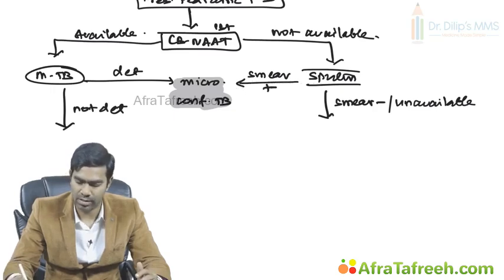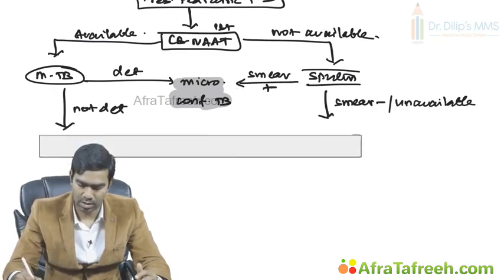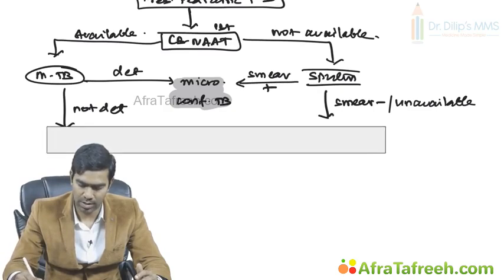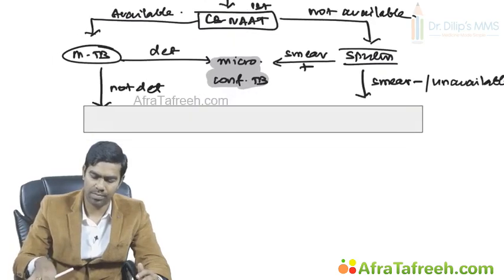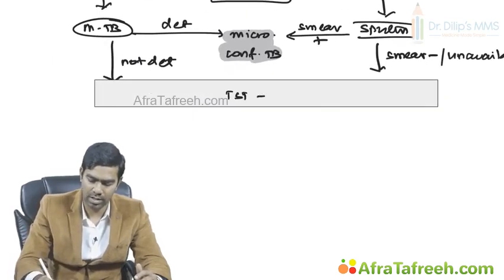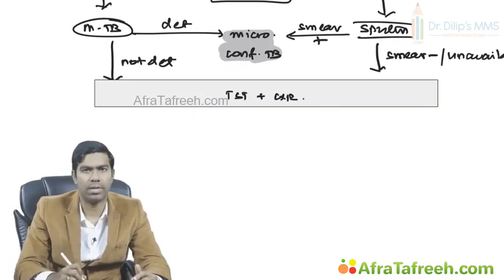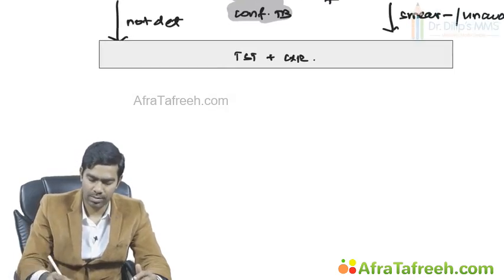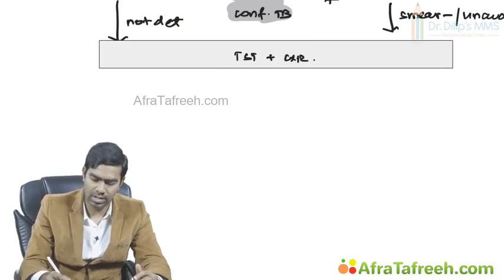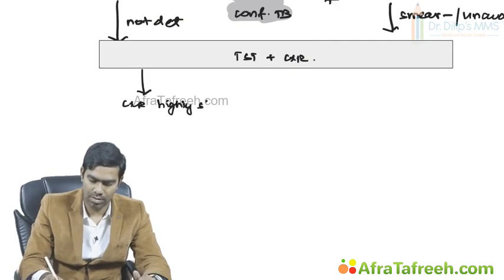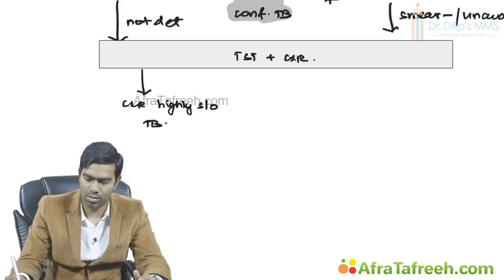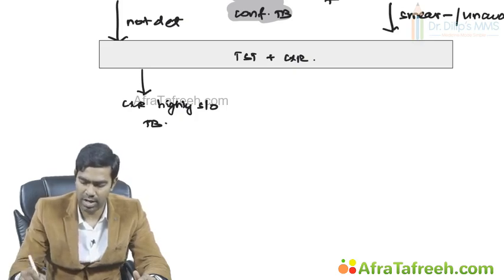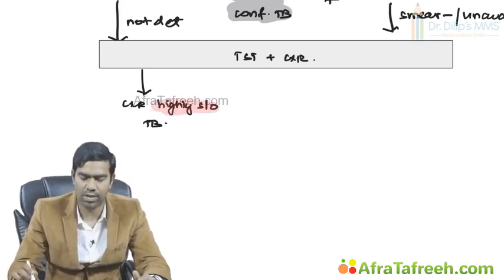In these settings, you can consider two investigations. You can combine and see, that is the tuberculin sensitivity test and chest X-ray. Both can be done, TST and chest X-ray. Based on the chest X-ray results, you can compile the results again. Chest X-ray highly suggestive of TB.